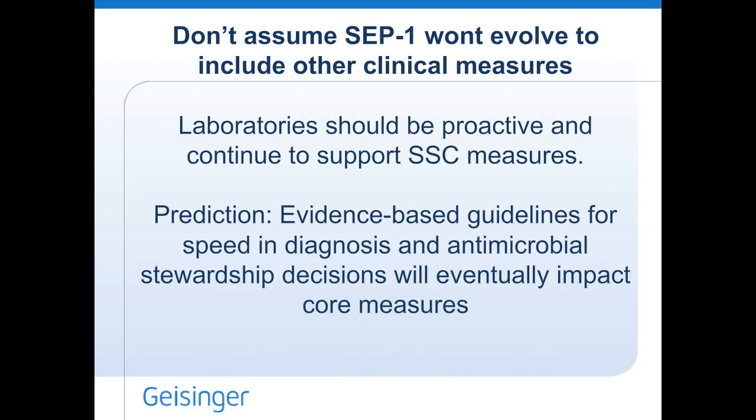We're already supporting Surviving Sepsis Campaign measures, and it's my prediction that the evidence-based guidelines that show speed in diagnosis and antimicrobial stewardship decisions are useful and improve patient outcomes, and that some of them will eventually find their way into these bundles, whether it's Surviving Sepsis or SEP1. So just because it's delayed, I think now is our opportunity window to really get a handle on what we're doing in terms of blood cultures to support our organizations.